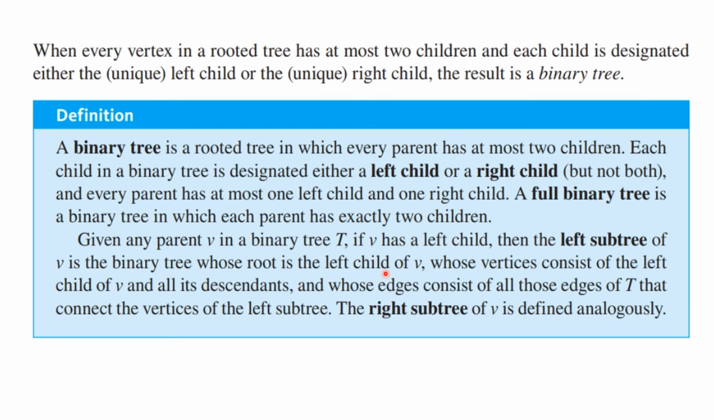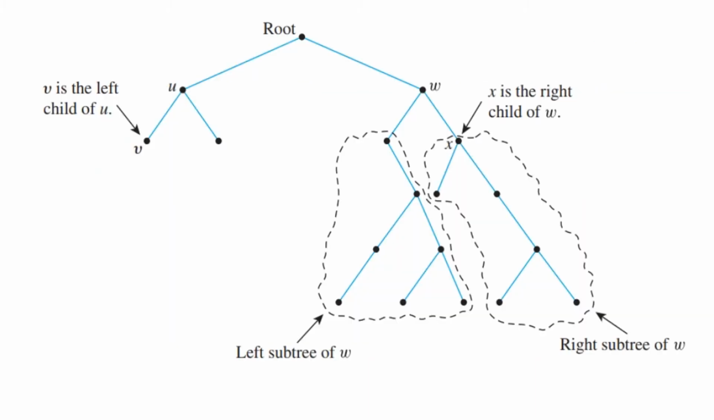Given any parent, if you have a left child, then the left subtree of v is the binary tree whose root is the left child of v, and whose vertices consist of the left child of v and all its descendants, and whose edges consist of all those edges in the tree that connect the vertices of the left subtree. And there is a right subtree defined in the same way. Again, a picture is worth quite a bit, so you can think about this picture and pause as you need to or wish to.